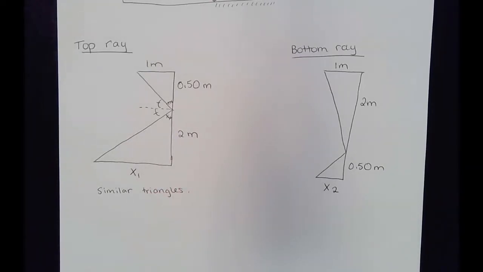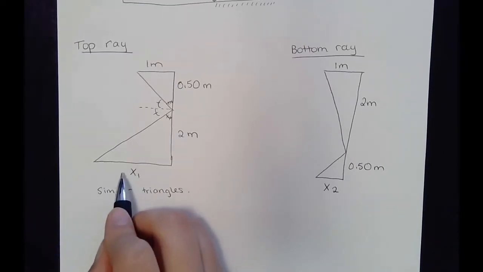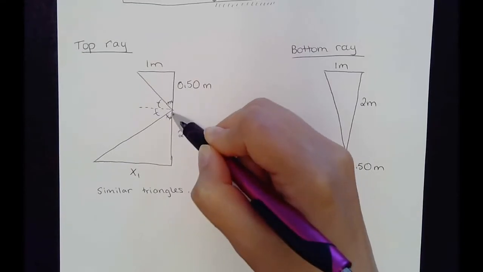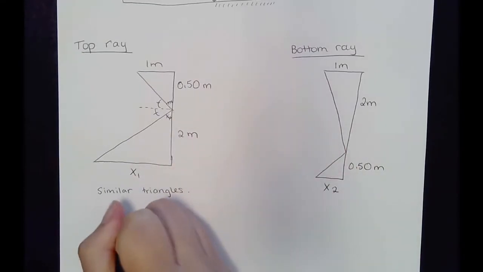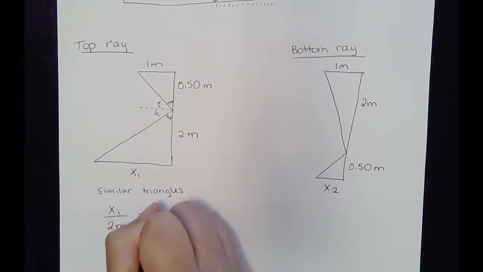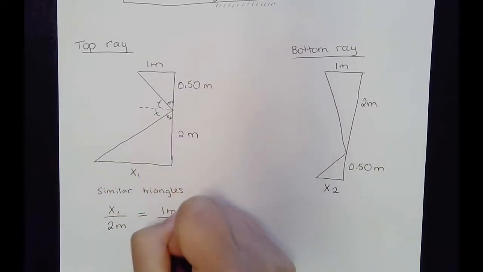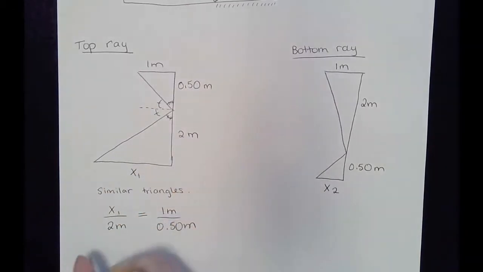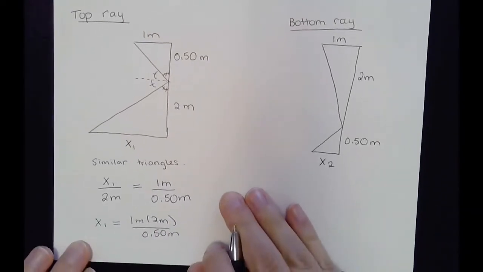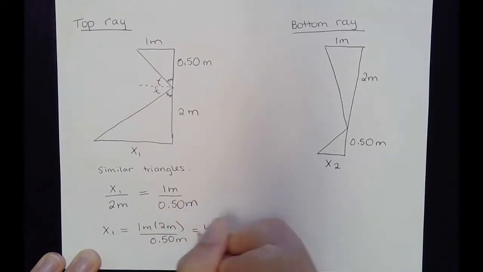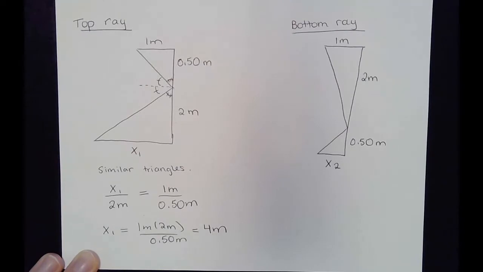So I'm going to set up a ratio for the similar triangles. I want to find x, the length here. So this is 2 meters because it's the length of the mirror above the floor plus the length of the mirror. So I have x1 over 2 meters equals the length of this side, 1 meter, over 0.5 meters. And we find that x1 is 1 times 2 over 0.5. So 4. Okay, so the far edge of the light patch is at 4 meters.